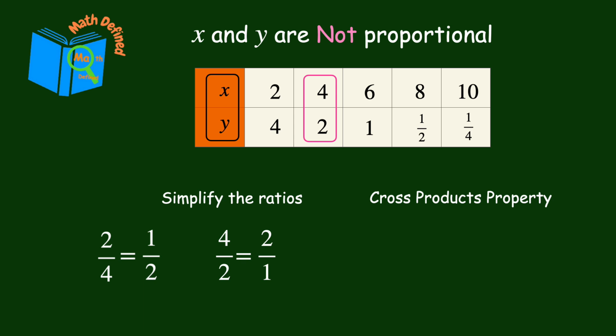To confirm, we'll use cross products. Again, we can choose any two ratios from the table. I like to pick ones with easy numbers, so I'll choose 4/2 and 6/1. To find the cross products, we'll multiply 1 times 4 to get 4, and then 2 times 6 to get 12. And obviously, 4 does not equal 12. We have confirmed again that x and y are not proportional in this table.